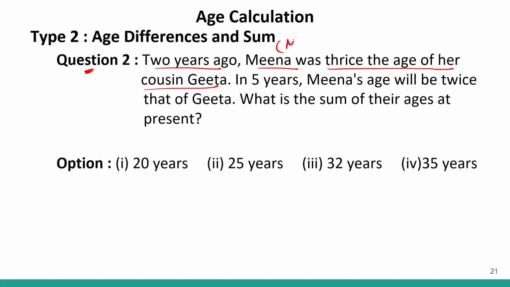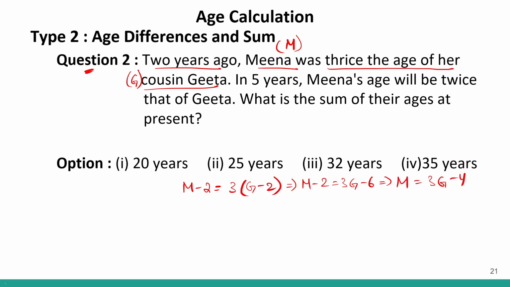So let's say Meena is M and Geeta is G. Okay. So 2 years ago, that means M minus 2, she was thrice the age of her cousin Geeta, G minus 2. So if I open the brackets, it will be M minus 2 equals 3G minus 6. Correct? And if I take 2 this side, it will be positive. So it will be M equals 3G minus 4.